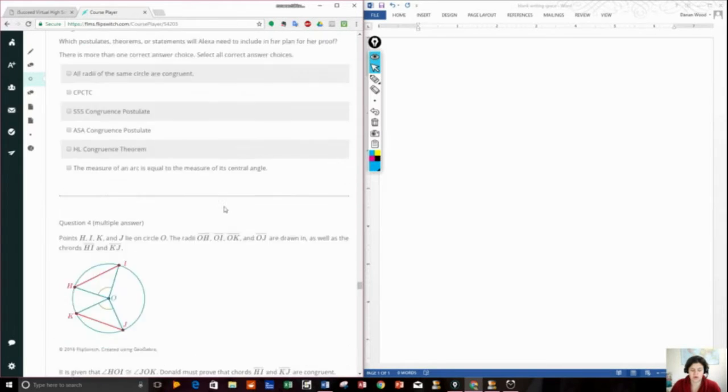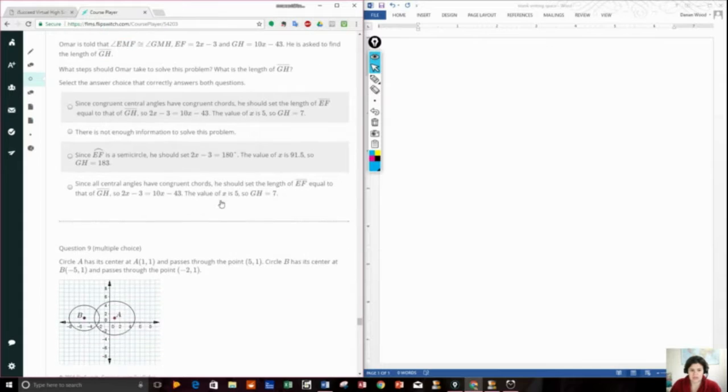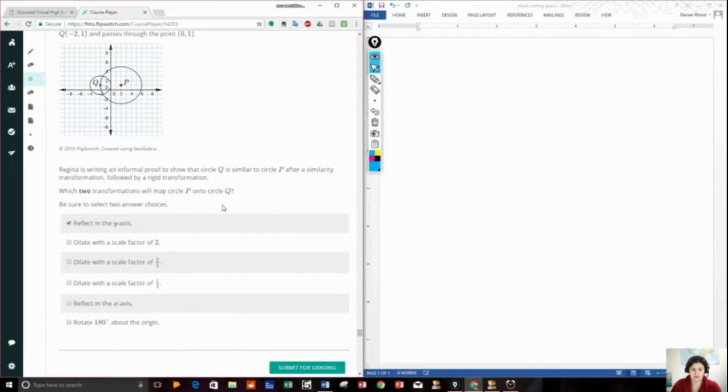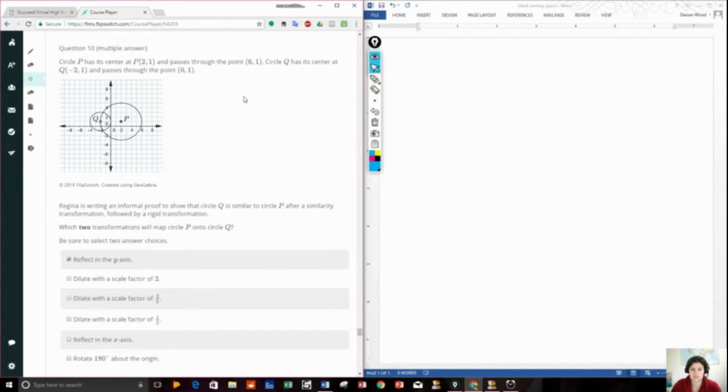Lesson 13 workbook. We're going to scroll down here to question 10, and it says circle P has its center at (2, 1) and passes through the point (6, 1). Circle Q has its center at (-2, 1) and passes through the point (0, 1).